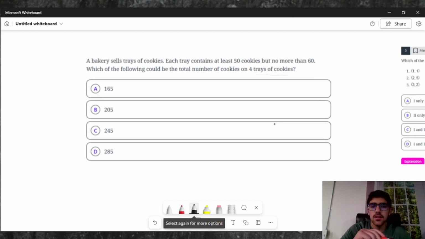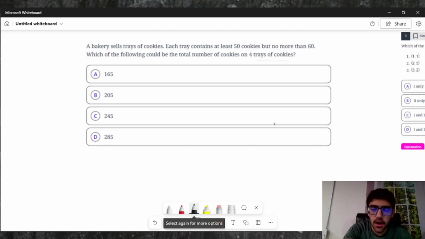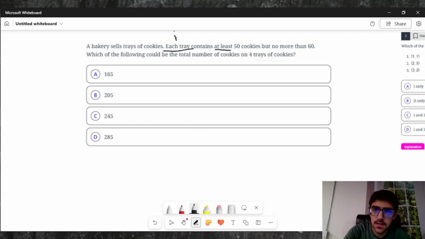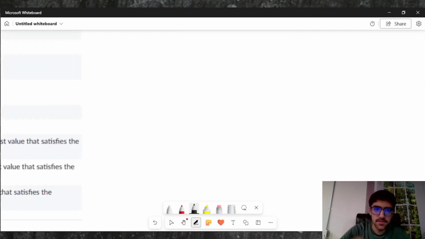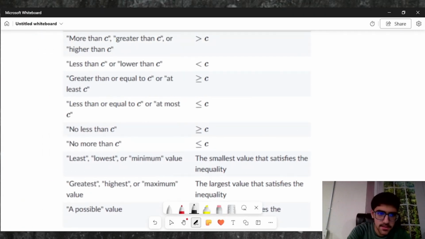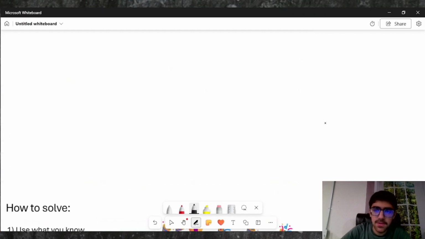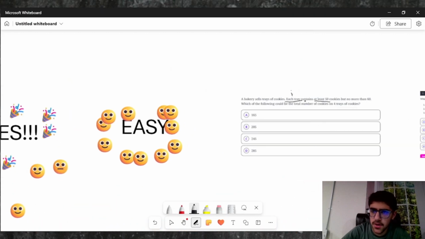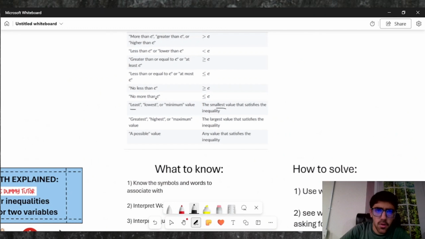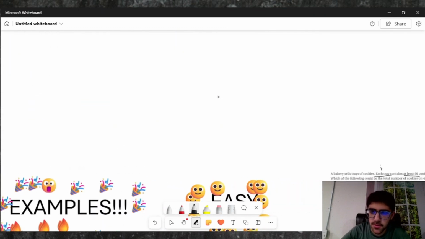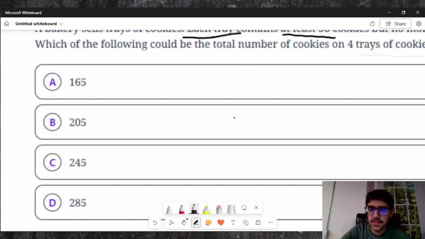We're told that on each tray, so one tray, you can have at least 50 cookies and no more than 60. If you go back to our chart, at least means the smallest value that satisfies the inequality, so it has to be included. The same thing for no more than, which is also included. So they're both included. See, that helps a lot.